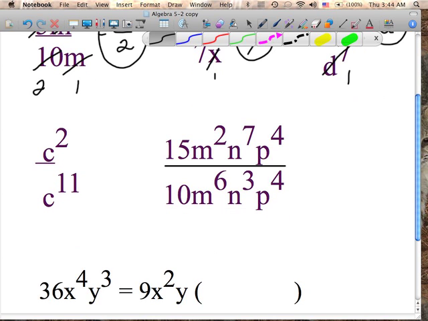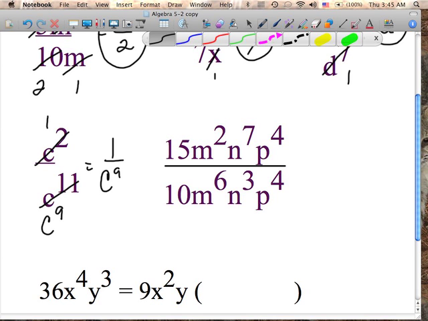In this next example, I have c's involved here, and I have 2 on the top and 11 on the bottom, so that means I could cancel out the 2 c's on top and 2 c's on the bottom, leaving me 9 c's on the bottom, so it'd be 1 over c to the 9th.